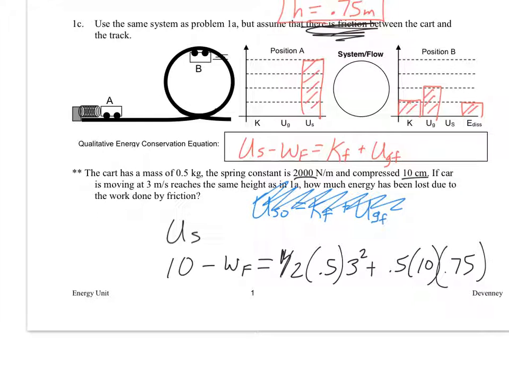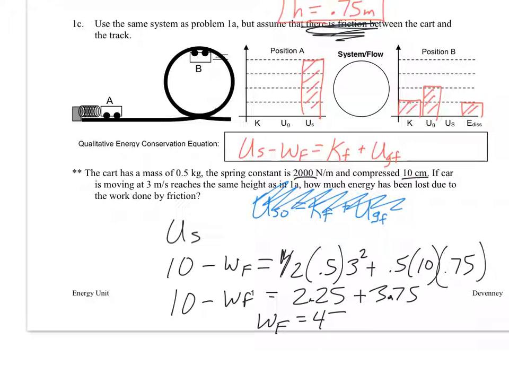So solving for all of those, we started out with 10 joules of energy. The kinetic energy has decreased, so 0.5 times 3 squared gets us only 2.25 joules of kinetic energy, and 0.5 times 10 times 0.75 is the same amount we had before, 3.75 joules of gravitational potential energy. So we only end with 6 joules of energy, and we started off with 10 joules, so we lost 4 joules of energy because friction was doing work.